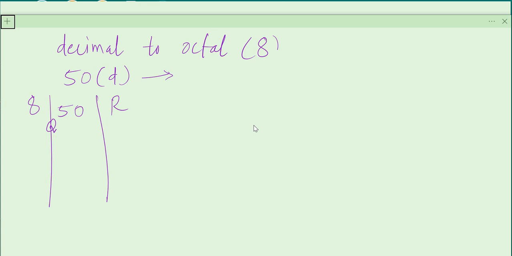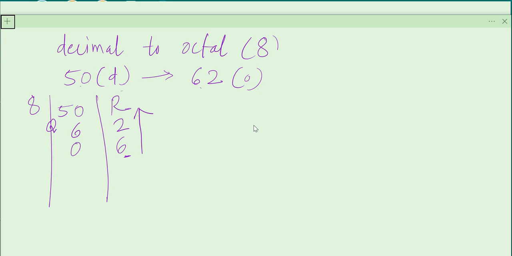So 50 divided by 8: 8 6s are 48, so 6 will be the quotient and 2 is the remainder. Now 6 divided by 8, so 0 will be the quotient and 6 will be the remainder. Now these remainders we have to take in the reverse order, starting from this end towards this. So 62. The number becomes 62 octal. So 50 decimal is 62 octal.